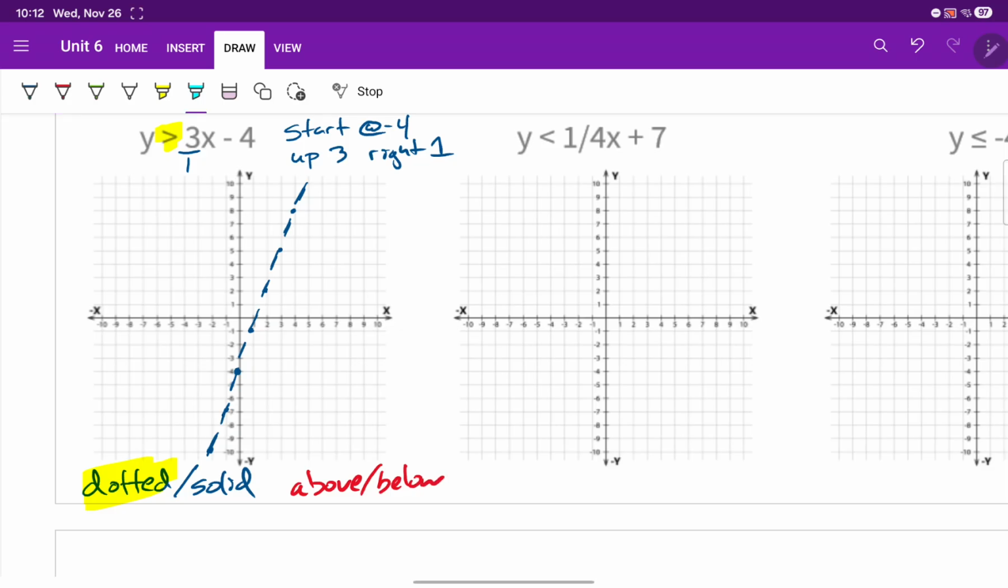And with this one, I look at, since it's saying y is greater, I would read that as y is greater. If it's y is greater, that means it's going to be above. And so I can shade in my graph. Now I'm actually going to shade it in with my highlighter.